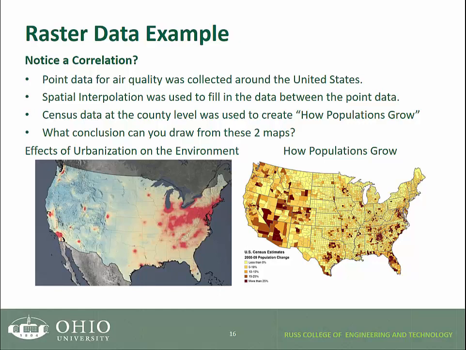Census data at the county level was used to create the map How Populations Grow. Do these maps support your conclusions?